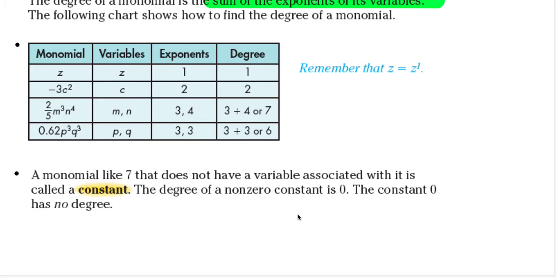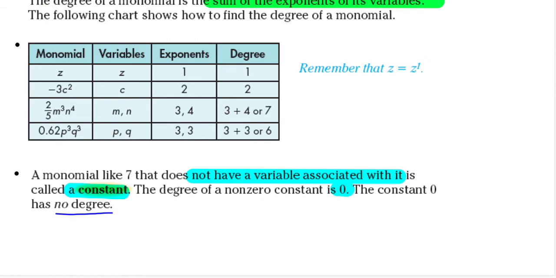The degree of a non-zero constant is 0. The constant 0 has no degree. A few definitions that you need to remember. If you have a monomial that is 7, an example only, and it is not associated with any variable, it is called a constant, and the degree of any non-zero constant is 0, and the constant 0 has no degree. So when they ask you what's the degree of 0, it has no degree.